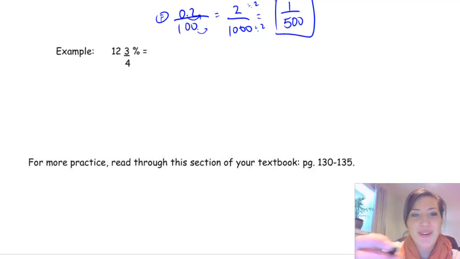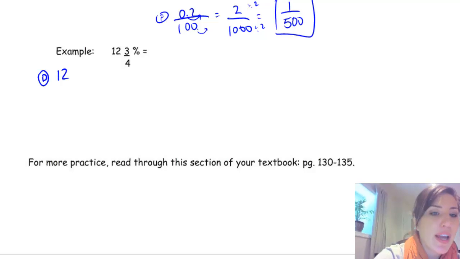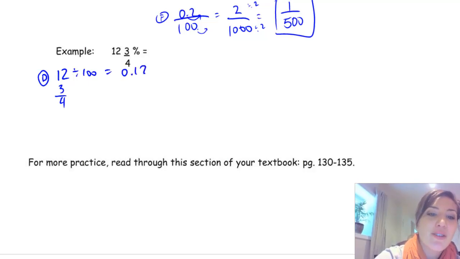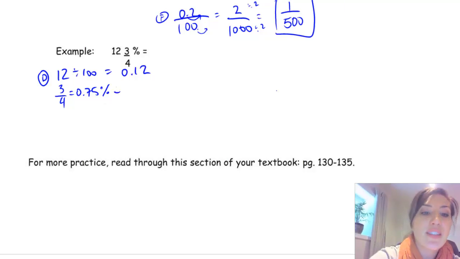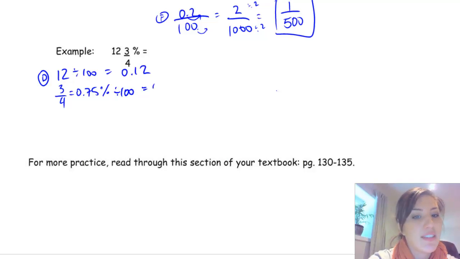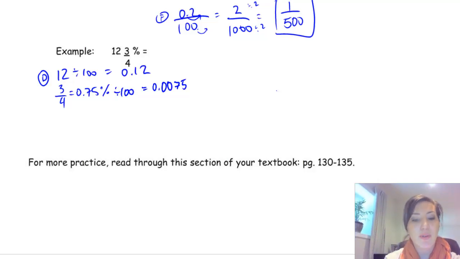12 3/4% can be put into a decimal by splitting them up a little bit. So we have the 12 and we have the 3/4. So 12% divided by 100 will give us 0.12. And now 3/4 we know equals 0.75. But even though this is the decimal, that's still the percent. So we need to still divide this by 100. 0.75% divided by 100 is 0.0075.